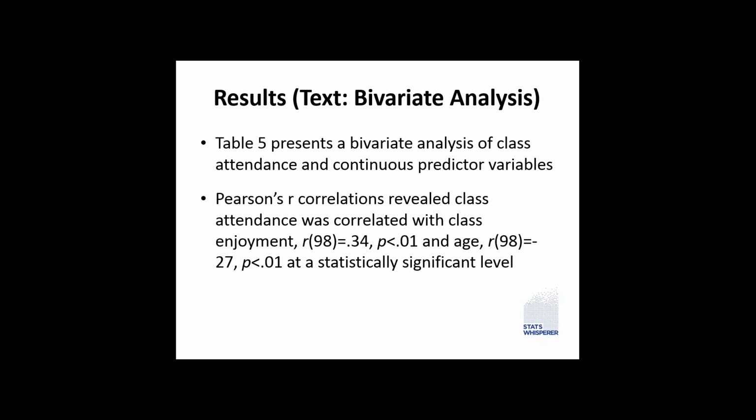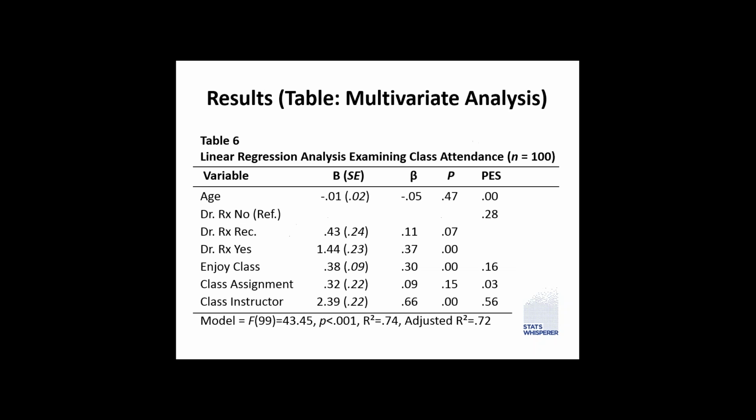immediately what it's indicating. And finally, we have our linear regression, the big kahuna, that's going to tell us which is the strongest predictor. Right? And again, we've looked at this in several other weeks, and we can see at the bottom, class instructor is statistically significant and has the biggest PES, partial eta squared, so it has the biggest effect size. So that's our significant, strongest predictor.